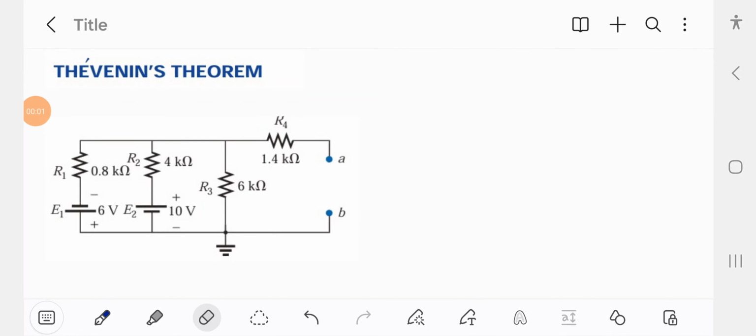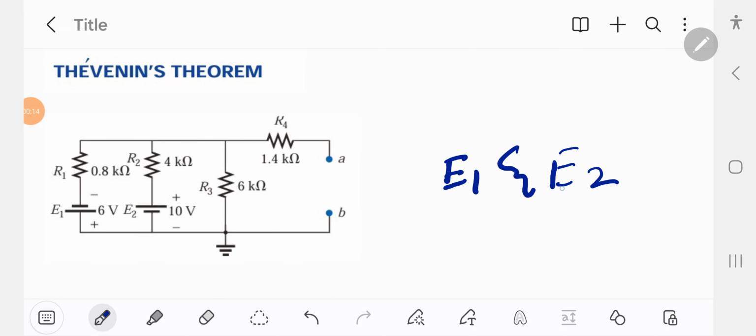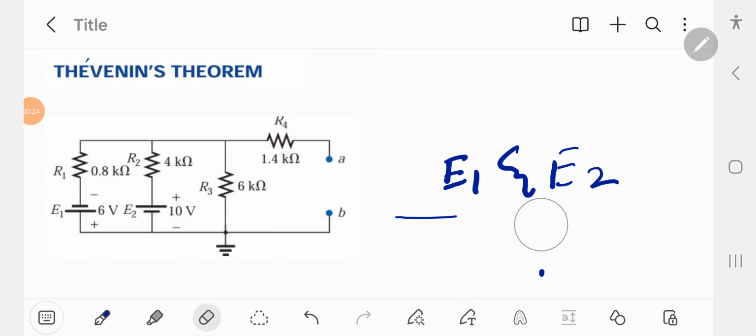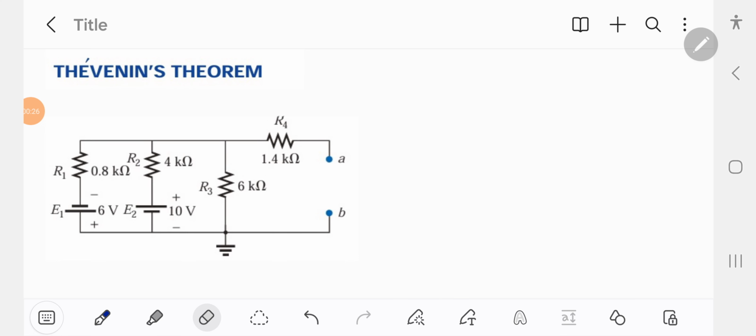Hello guys, today we are going to discuss Thevenin's theorem upon this circuit. So here in this circuit we got two voltage sources, E1 and E2. For this we are going to apply the superposition theorem, for our convenience.